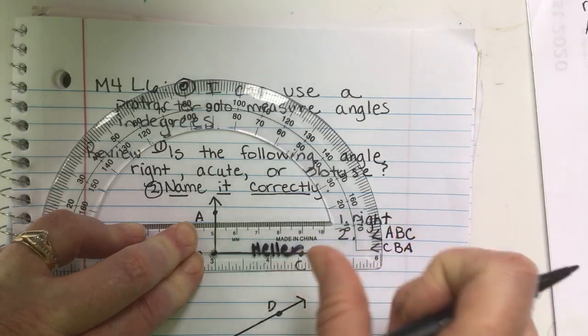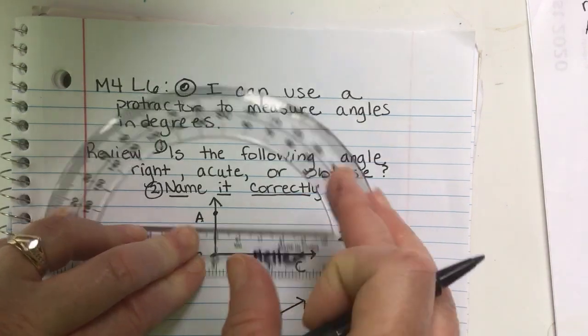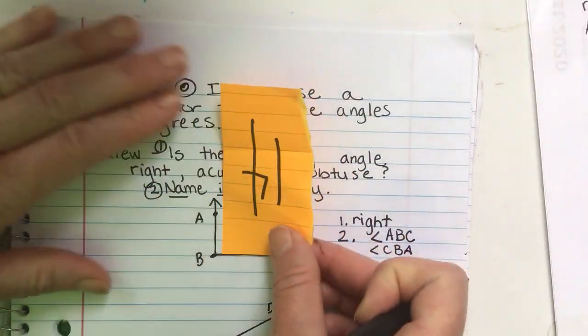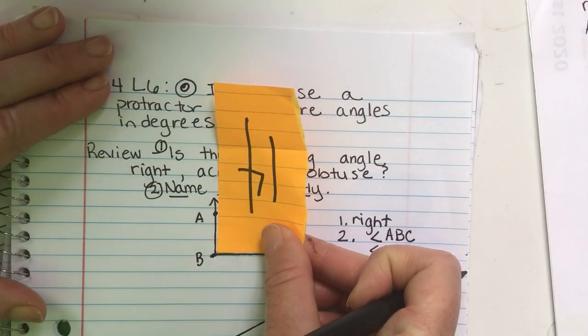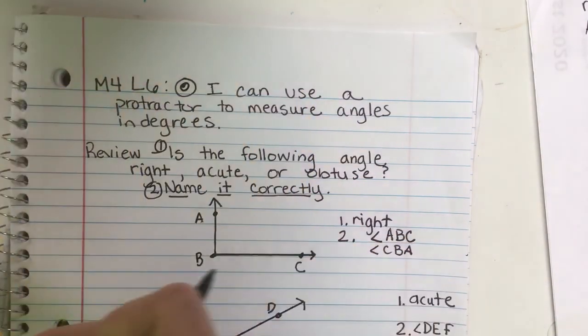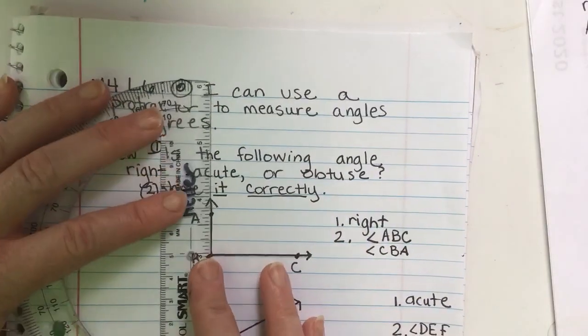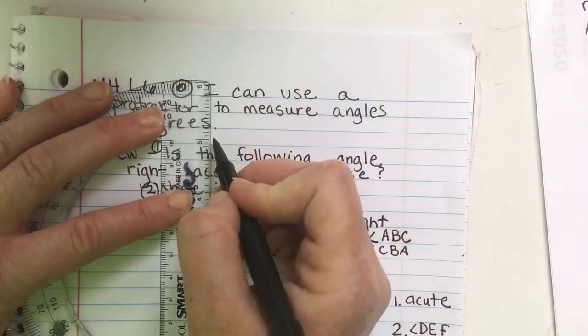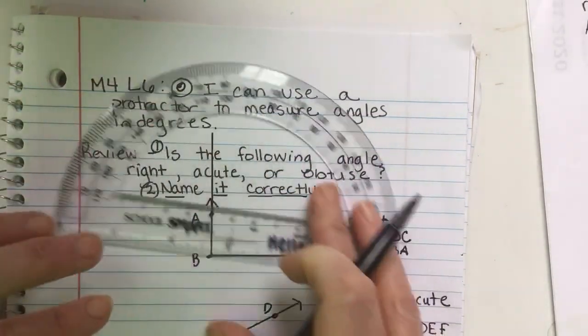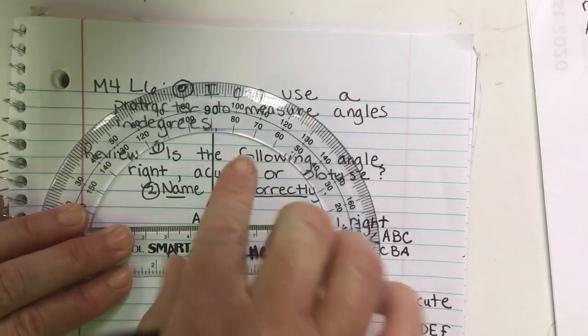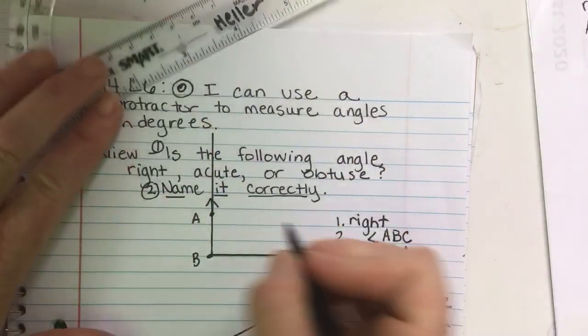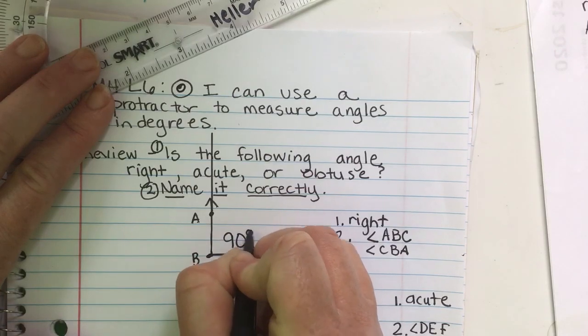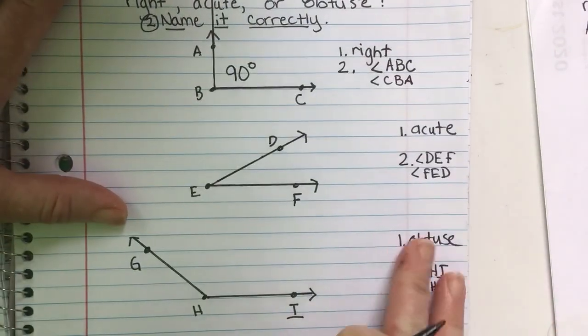I know this one is 90 degrees because we put our template in here and it fit perfectly. So I really don't have to measure this one with my protractor, but I can extend this line to make it longer. And then when I line it up again, it's touching 90. So this one is 90 degrees. All right, so let's try this one.